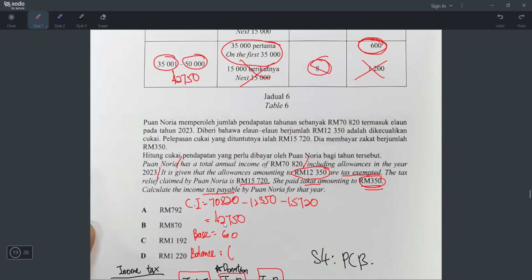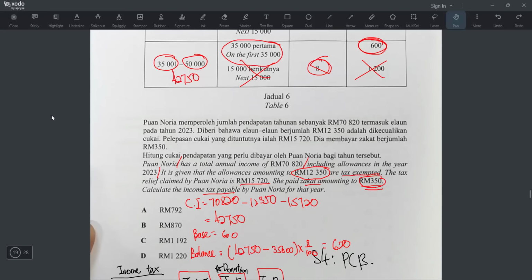It means you have to take the total chargeable income 42,750 minus 35,000 first, because the first 35,000 you already pay the 600 ringgit. And then the balance, that's why you have to minus, and then take the balance and multiply with 8%. That's how you get the balance. Okay, let's press minus 35,000 times 0.08. My calculator gives me 620.